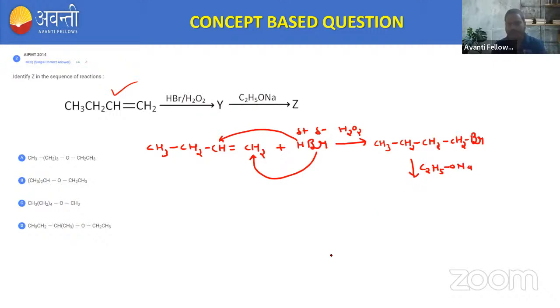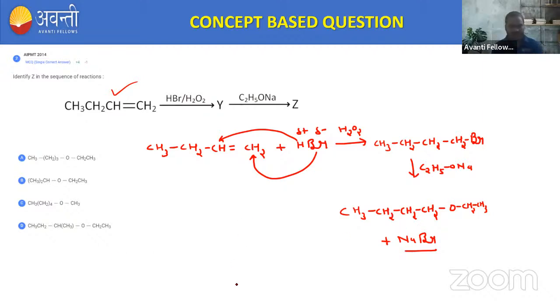C2H5ONa. Then what happens, beta? When this is treated with the C2H5ONa, then obviously NaBr will be removed. So what product will you get? We'll get a product like CH3, CH2, CH2, CH2, and NaBr is removed. So O, and this is CH2. What product came out? That is NaBr. So this is the final product, that is CH3, CH2, CH2, OCH3.